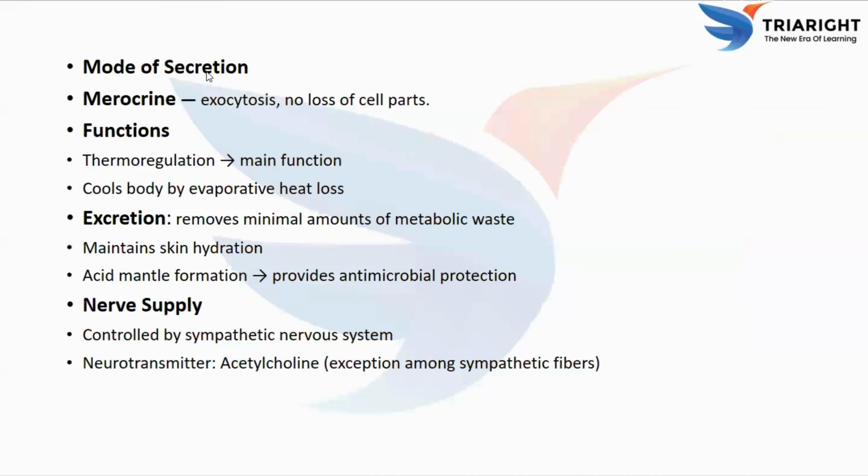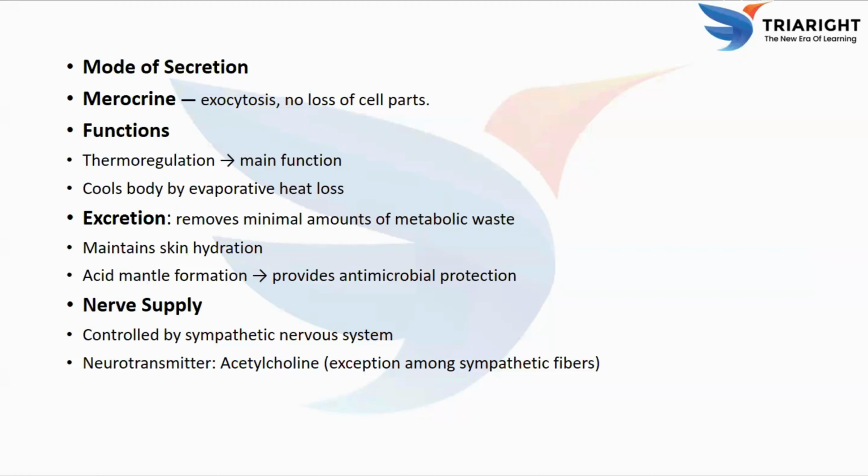Next is the mode of secretion. What is the mode of secretion? Eccrine sweat glands use merocrine secretion. This means the sweat is released by exocytosis. Exocytosis is nothing but secretory vesicles releasing their content outside the cell. So there is no part of the cell lost during the secretion, unlike sebaceous glands with holocrine secretion or apocrine glands with apocrine secretion. No part of the cell is lost.